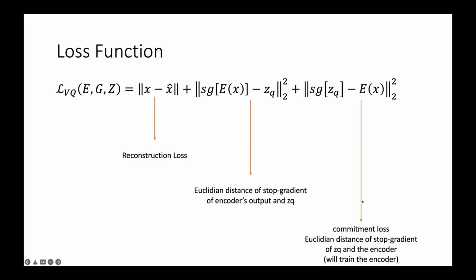And this part of the loss function, which they called the commitment loss, is a Euclidean distance with the stop gradient of ZQ. They actually freeze the codebook and train the encoder with it. So this part actually trains the encoder.